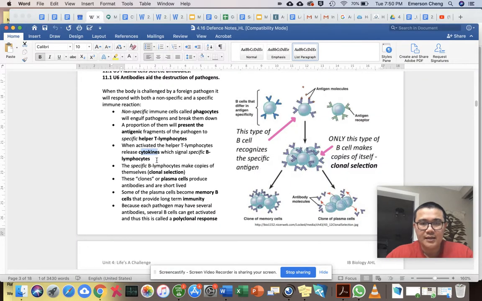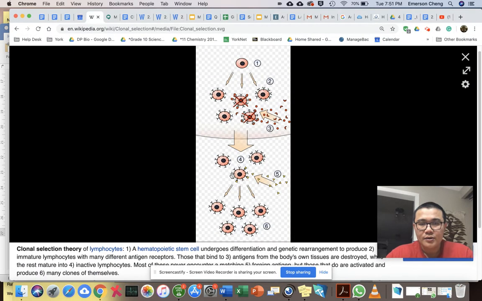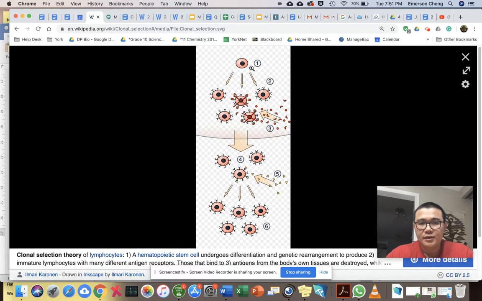Okay, so in this case, the specific B lymphocytes may copy themselves. So here, basically within this step, you have B cells that are made in the bone marrow. Some of them are eliminated because they are specific to your own self antigen, so they have to be eliminated. So they're not going to be attacking your own body.